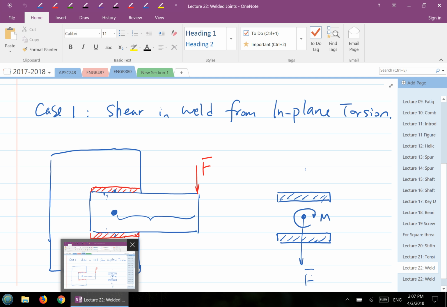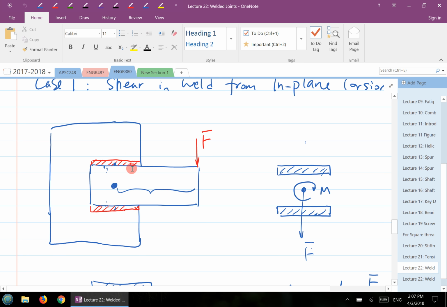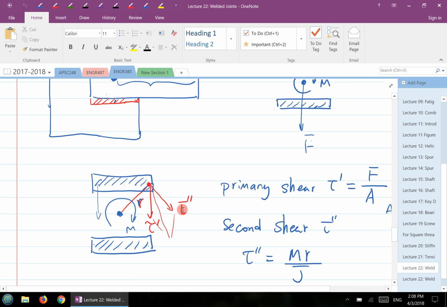This F will cause a shear force F at the weld group. At the same time, the F will cause a bending moment or torque on the weld group. Those two, the force and the torque, will give us the total shear stress. In this example, F causes the so-called primary shear, and F also causes a bending moment or torque around the centroid of the weld group. That M will cause a shear stress. Even though this is a torque or moment, in this case we're going to call it a shear type of stress. M times r divided by J will give us the secondary shear stress here. So that's the primary and secondary shear stress.